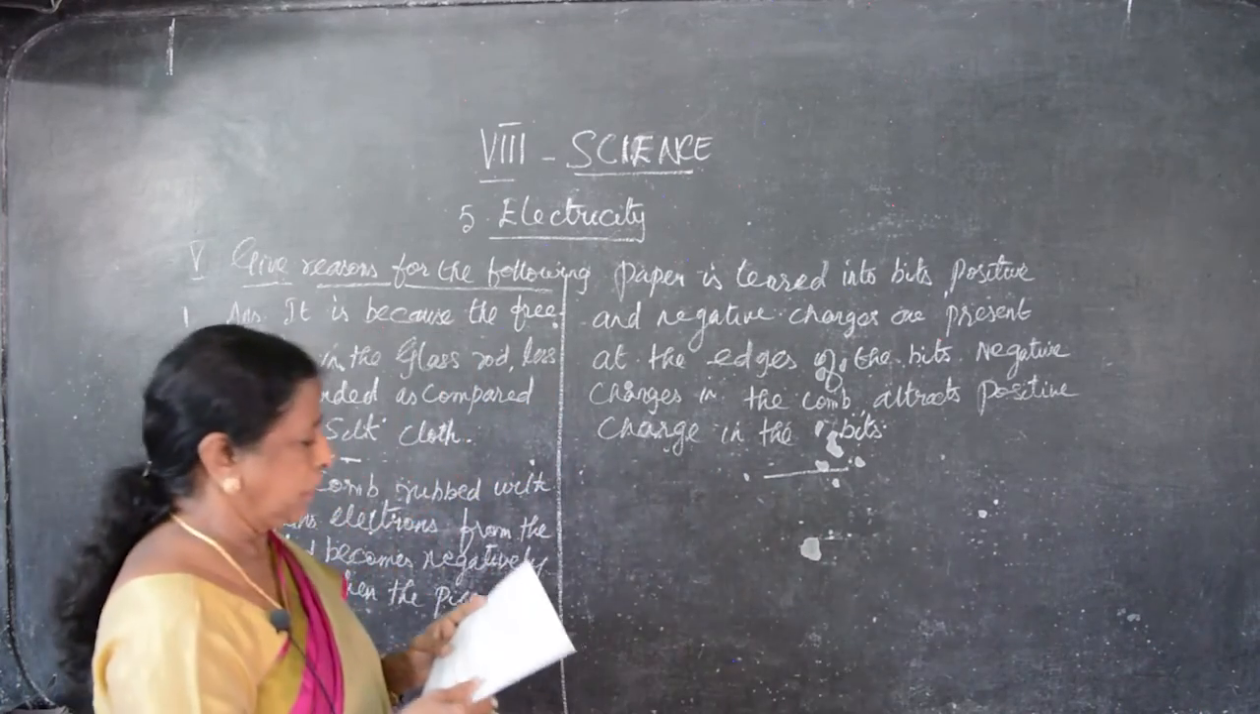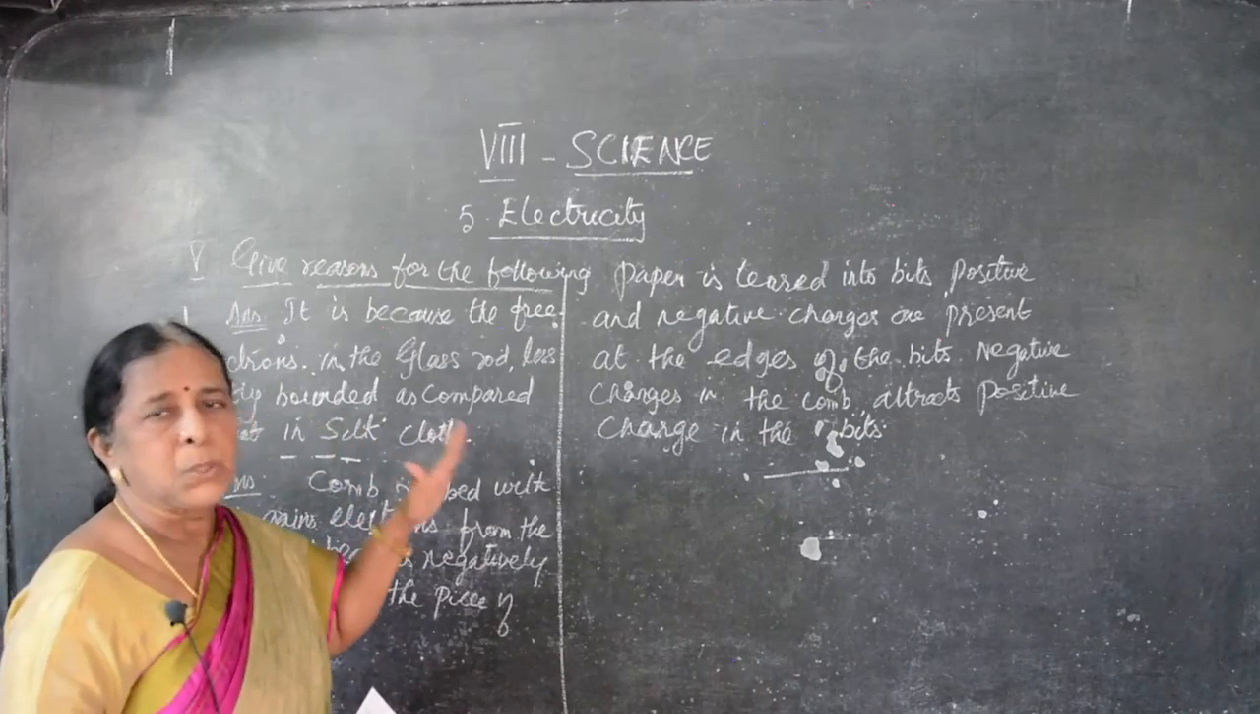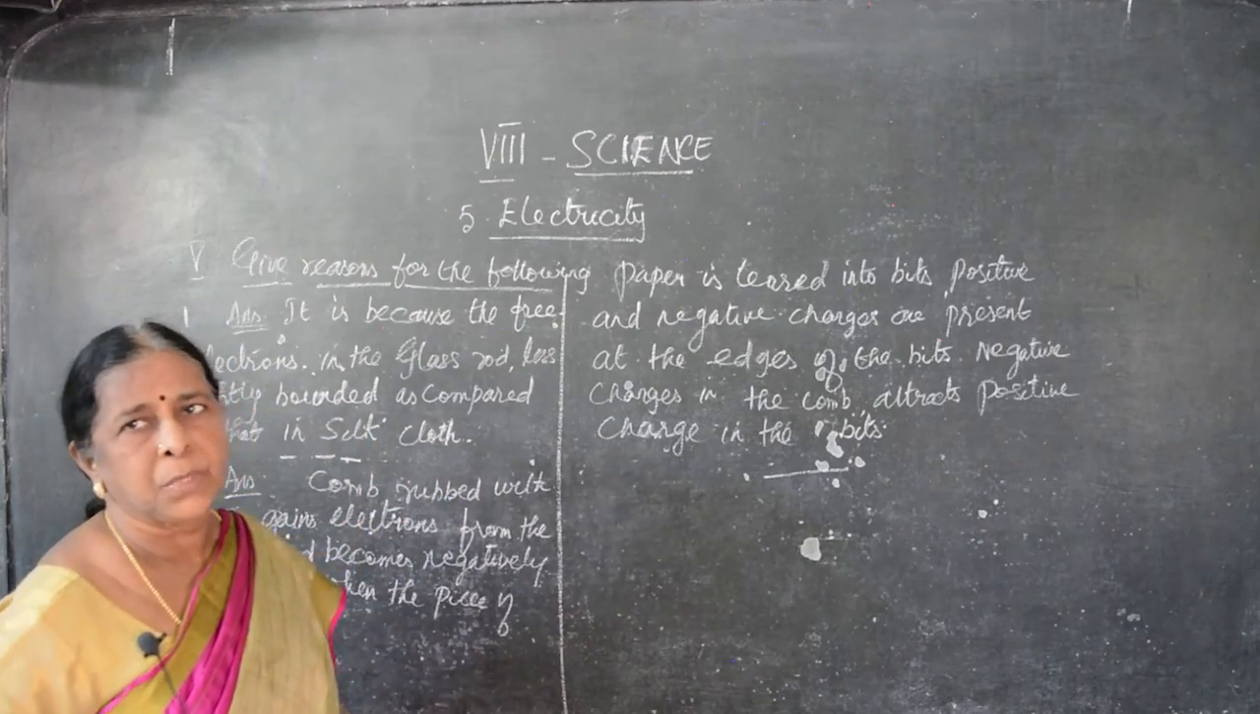So children, out of give reason, totally how many? 5. Out of 5 I gave only 2. So remaining 3 I will give in other class. Okay, thank you children.